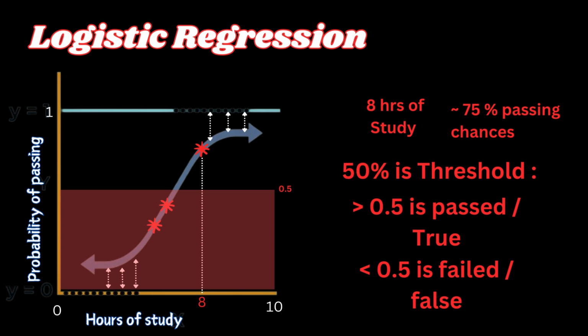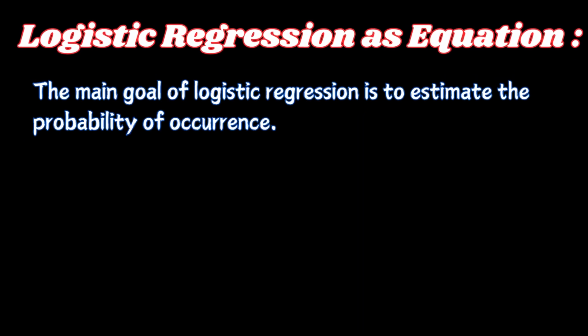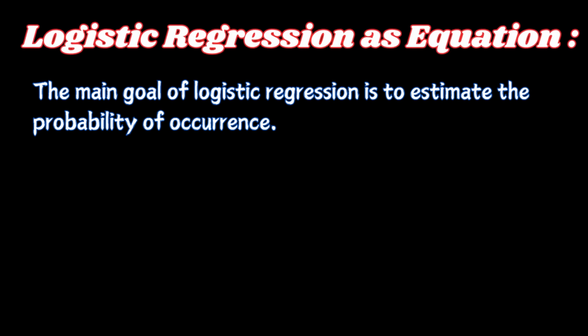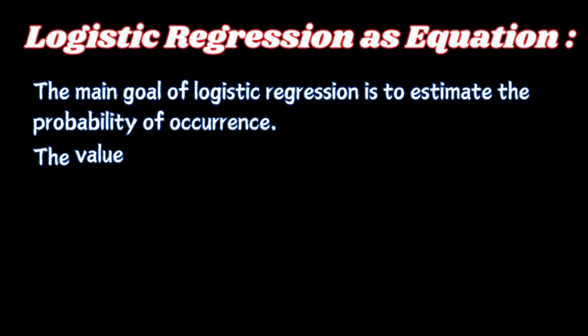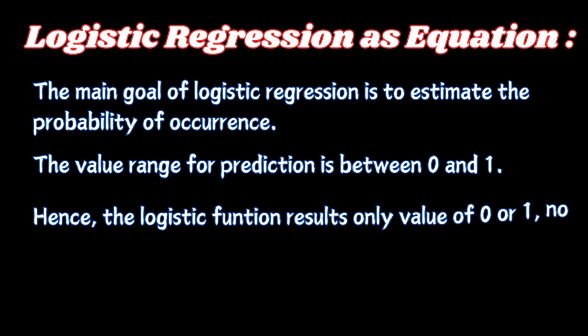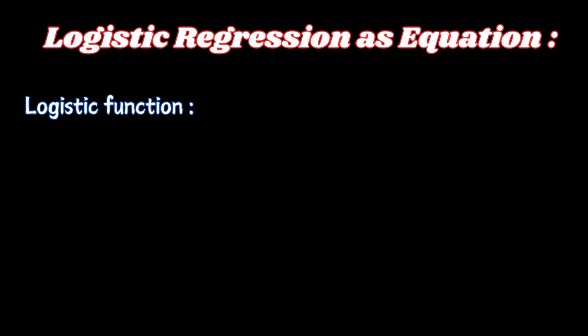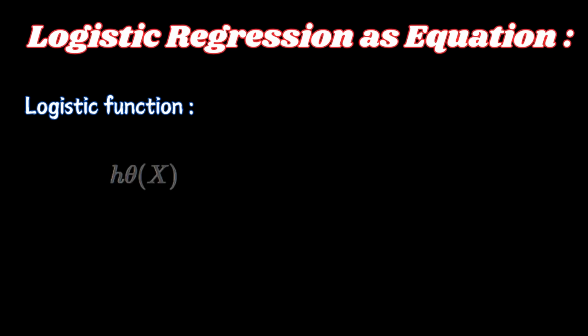Now let's understand the mathematical interpretation of logistic regression. The main goal of logistic regression is to estimate the probability of occurrence. The value range of prediction is between 0 and 1. Hence, the logistic function results only in a value between 0 and 1 no matter where you are on the x-axis, between minus infinity to plus infinity. The equation of the logistic function looks like this.